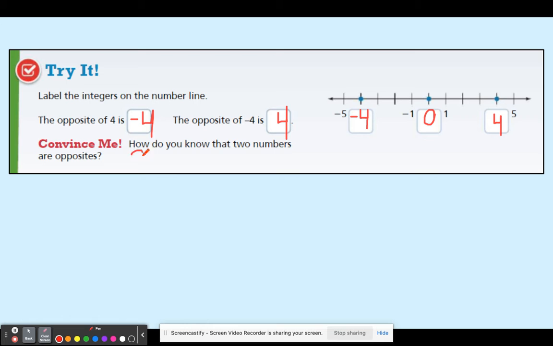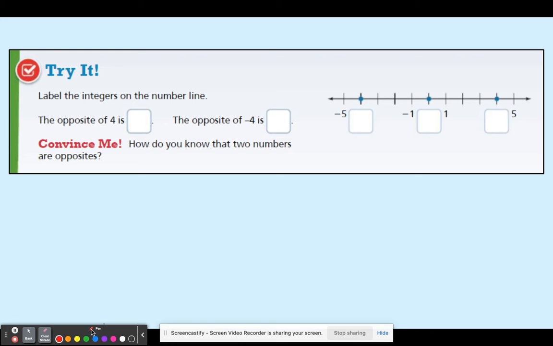Now I want you to think, how do you know that those two numbers are opposites? Think that in your head right now. How do you know that 4 and -4 are opposites? Well, I know those two numbers are opposites because they have the same base number, a 4 and a 4, but one is positive and one is negative. I also know they're opposites because of the number line. One is 4 units to the right of 0, and one is 4 units to the left of 0. They're on opposite sides of 0. All right, so that's one of the skills you have to know. Let's go on to the next skill you have to know.